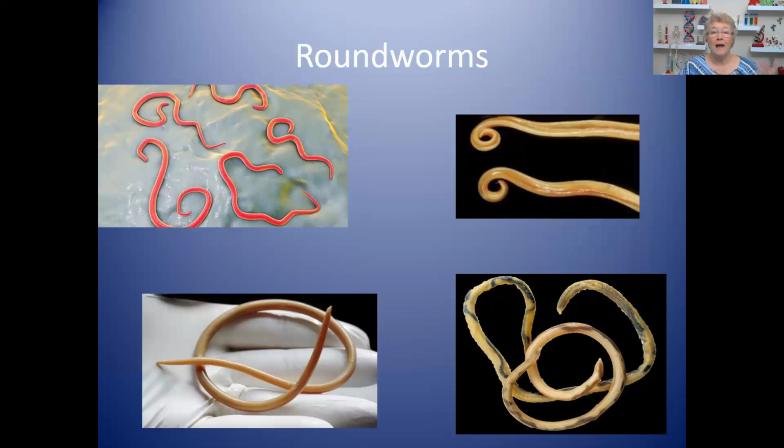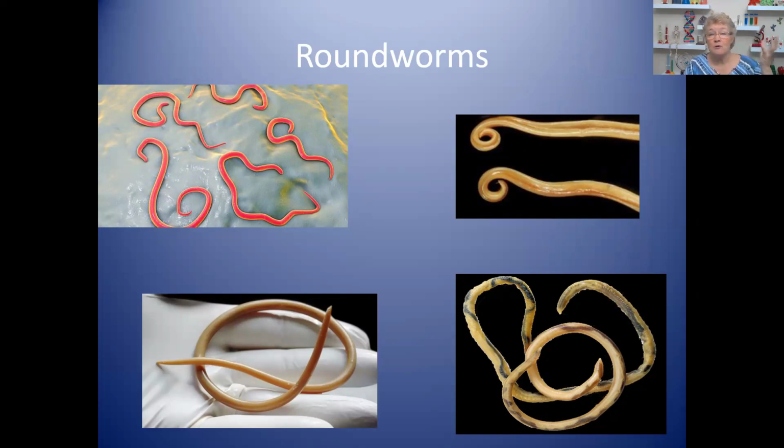Roundworms, of course, are round. Roundworms are in a different category than the flatworms for another really important reason. They are the first animal that we've talked about so far that have a digestive system that's open on both ends.